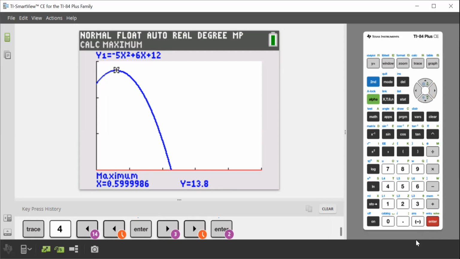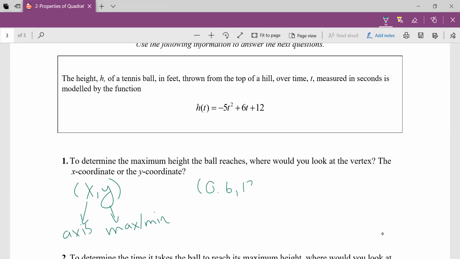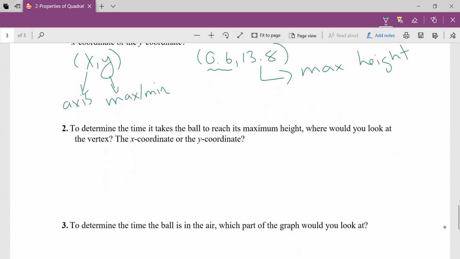What does the 0.6 tell us? So our vertex is 0.6, 13.8. What does that tell us? Well, this is our maximum height of our rock. Or no, it's not a rock, it's a ball. I don't know why I switched to rock all of a sudden. Okay. What is that though? That's an important piece. Okay, let's talk about it.